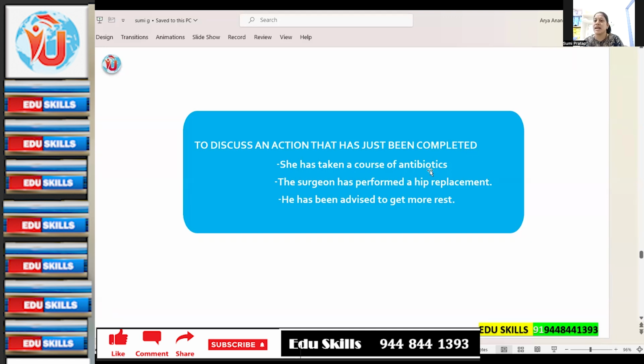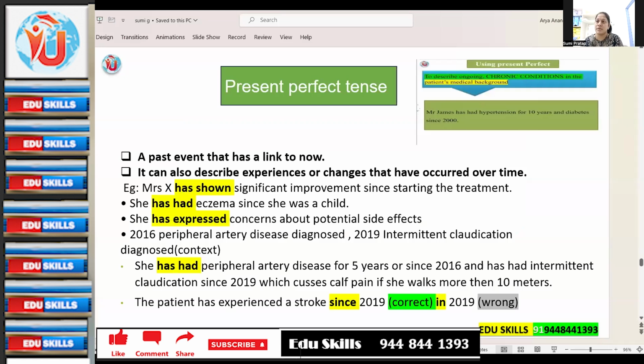Okay, he has been advised to get more rest. Maybe that is the word. Just completed everything, that still we are endorsing to someone or we are writing about someone. We can use just completed. Just completed situations, we can use the present perfect tense. Next, we can see some examples of a past event that is linked to now. It can also describe experiences or changes that have occurred over time.